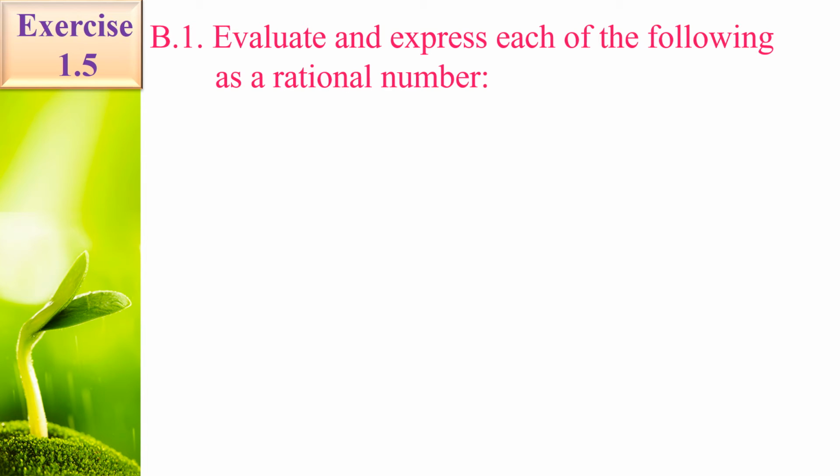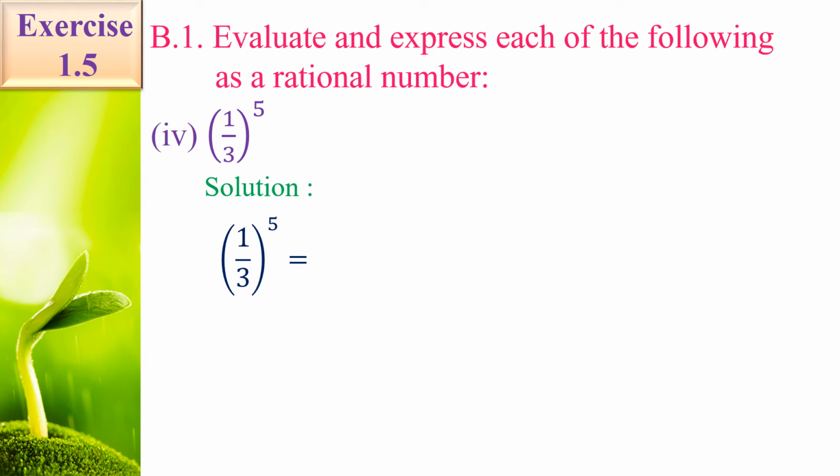Evaluate and express each of the following as a rational number. (1/3)^5. Here, 1/3 is a rational number and 5 is a positive integer. So, we have to find the value of (1/3)^5. We can write this as 1^5 / 3^5.